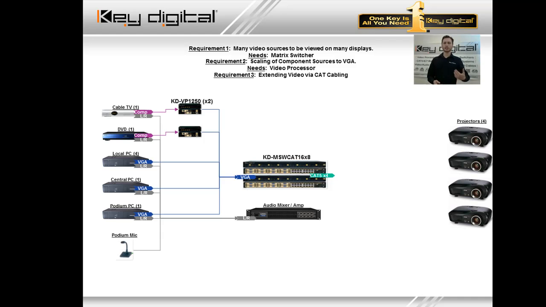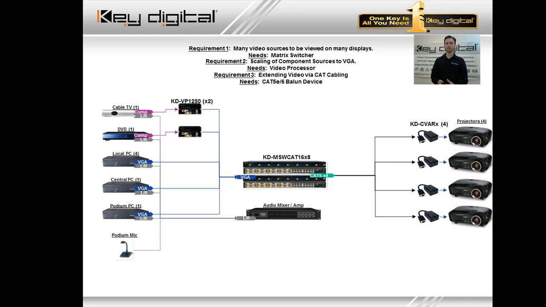And finally, extending video via cat cabling to the projectors will require bound devices. Again, as we learned earlier, KD CVA-RX is the default bound, marrying in with the KD MSW CAT matrix switcher family, even in the custom configuration case. So we have 1 per display. They are sold a la carte. Therefore, your equipment list for this system is quantity 1 of KD-MSW CAT 16 by 8, quantity 2 of the KD VP1250s, and quantity 4 of the KD CVA-RX.